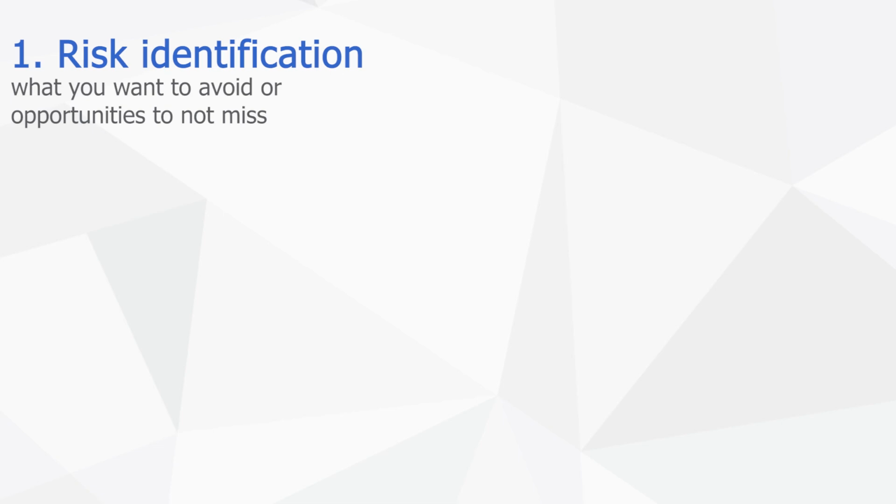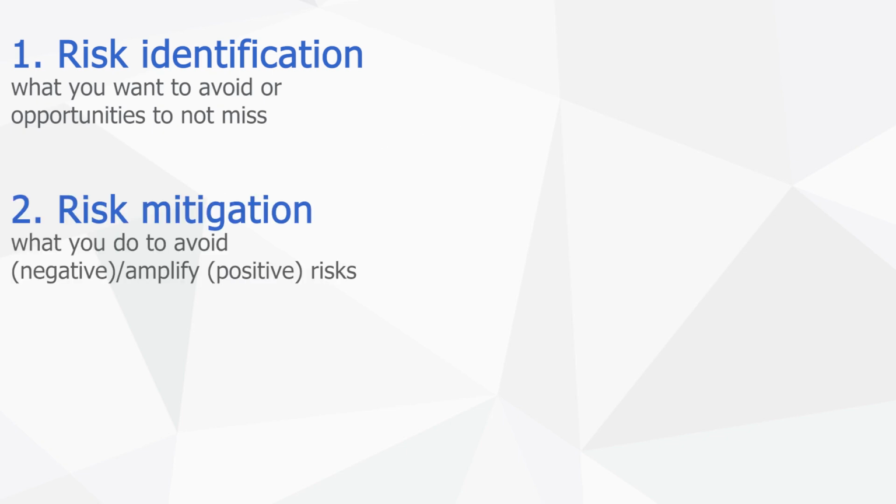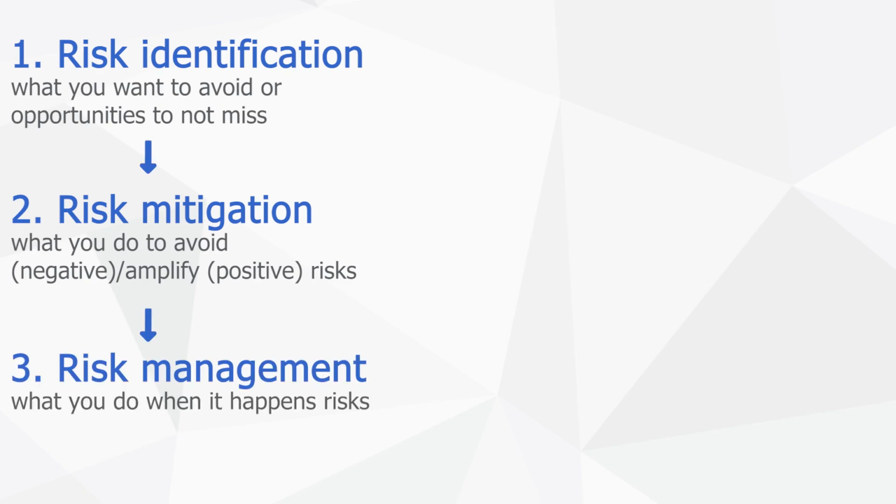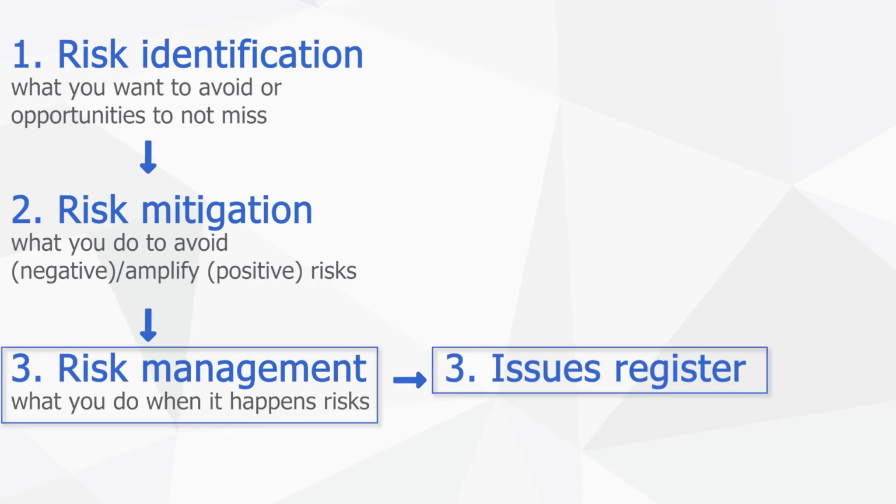The first step in project planning and risk management is identifying what the potential positive and negative risks are for your project and capturing these in the risk register. The second step is to develop plans that operationalize what you captured in the register, which helps you with risk avoidance or amplification. And then lastly, there's the risk management step, which captures the actions taken when a risk actually occurs.